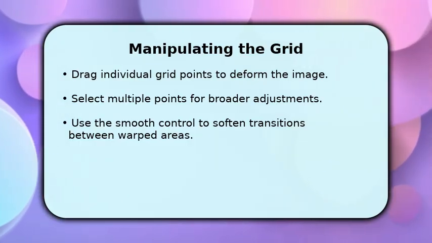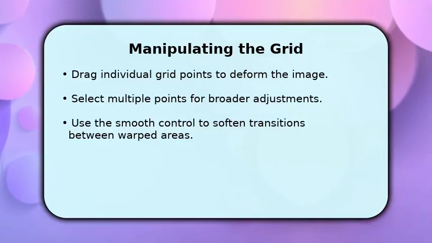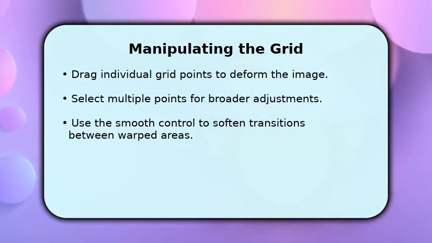Remember to use the smooth control, typically found in the inspector panel, to soften the transitions between warped sections, preventing harsh, jagged edges. This gives your distortions a more natural and professional appearance.